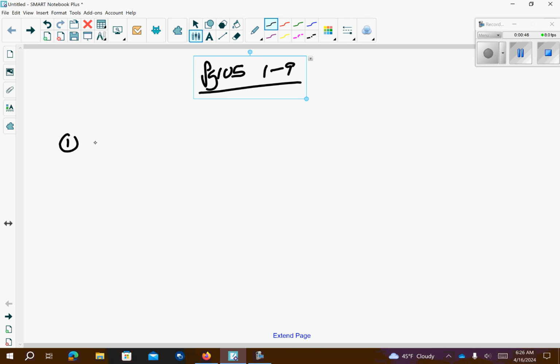Problem number 1, we have the square root of 32, so we're just breaking this down. We know that 32 is the same thing as 16 times 2. Square root of 16 is 4, so I wind up with 4 square root 2.